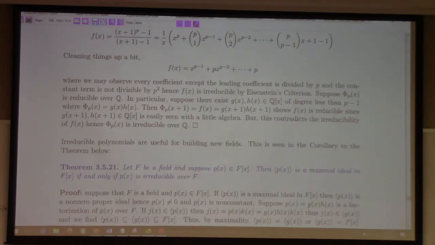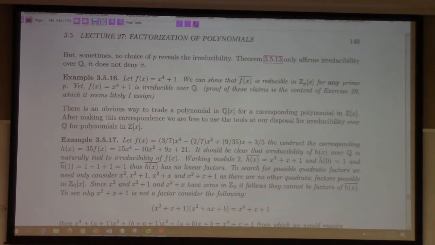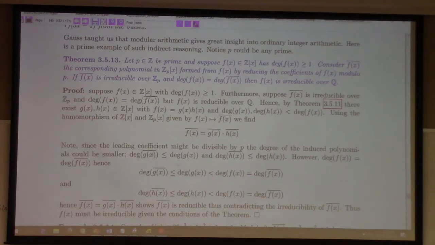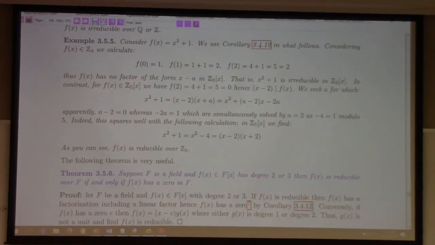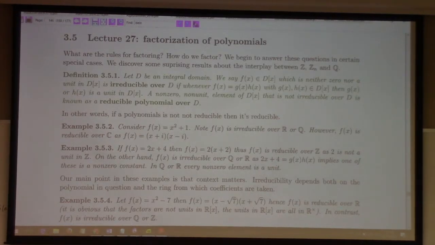As soon as I find it. As quickly as possible. Oh, Eisenstein's criterion. You should know that, yeah? Prove it? No, I don't. I promise I will not put the proof of Eisenstein on the final. There you go. That's one. Are you happy?